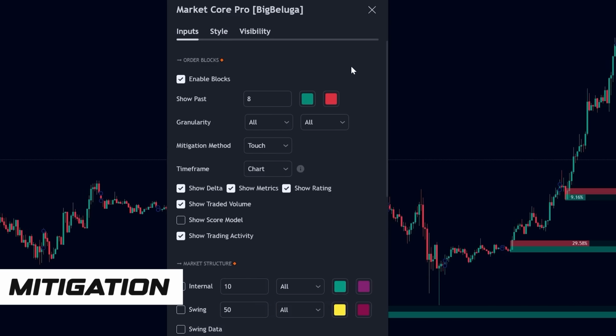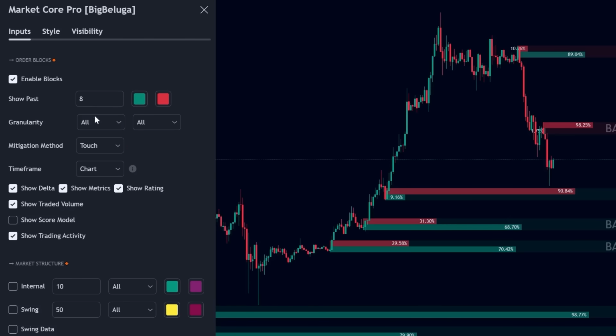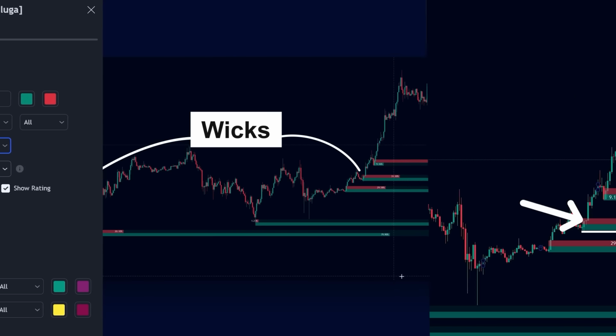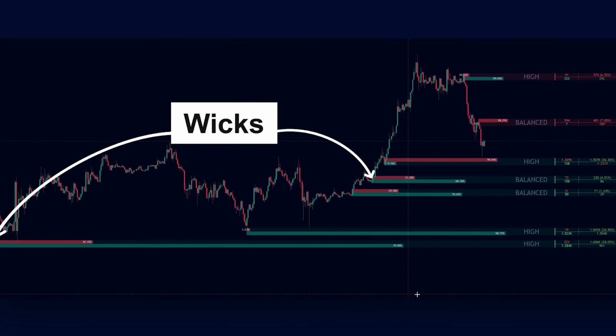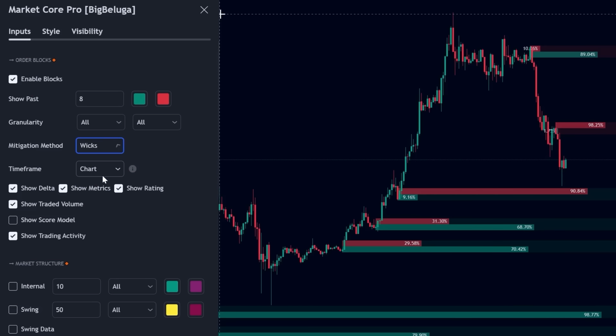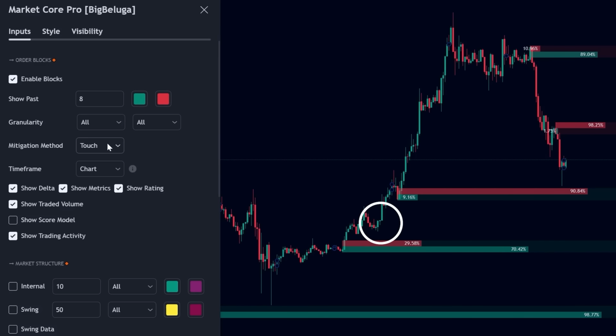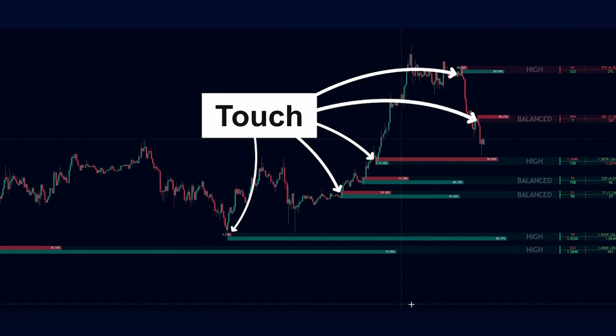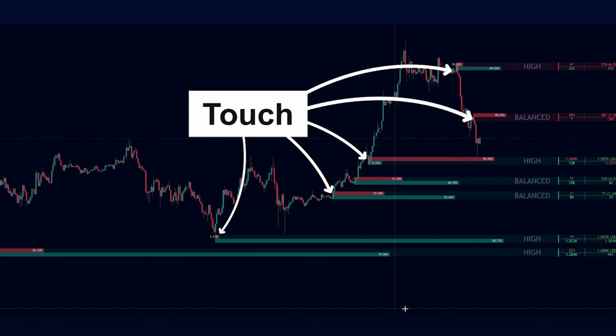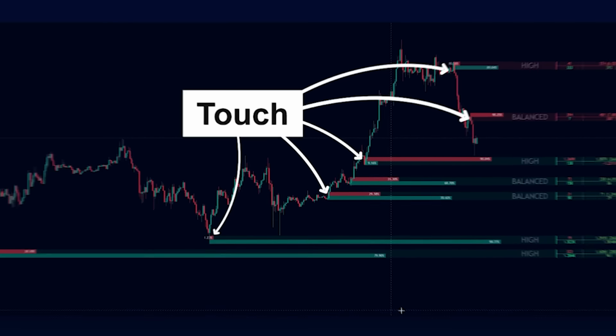The mitigation method determines when an order block is considered filled and removed from the chart. Selecting wicks means even a small wick touching the block will mitigate it, ideal for fast-moving markets. Choosing Touch requires the price to interact more fully with the block, offering a stricter confirmation. This feature helps adapt the tool to different trading styles and market conditions.